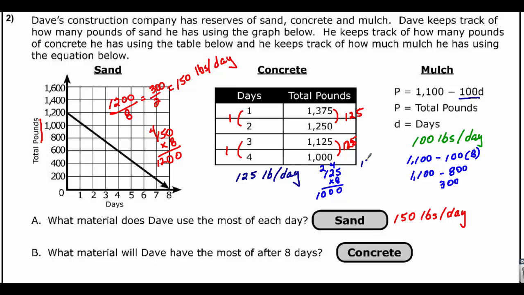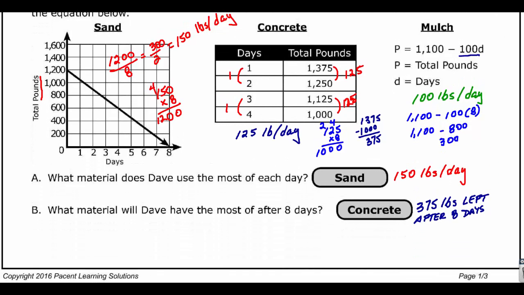So you have 1,375, take away 1,000 pounds. He will have 375 pounds left after 8 days.